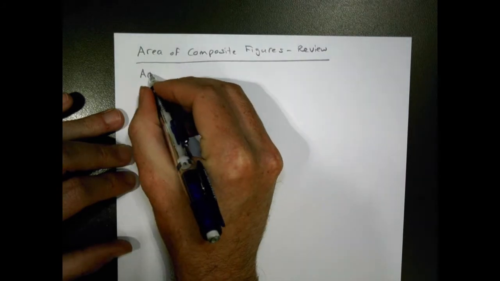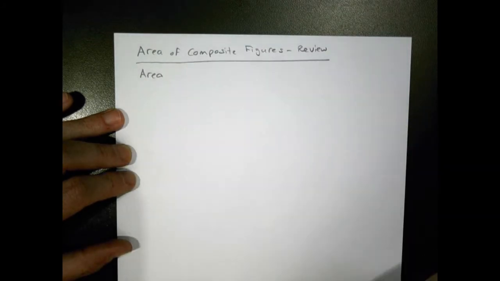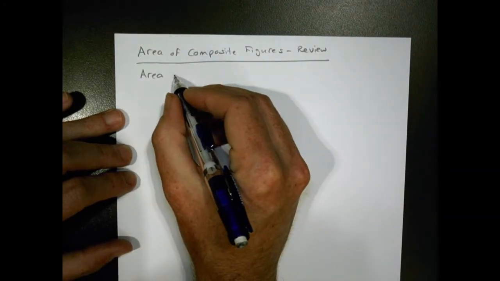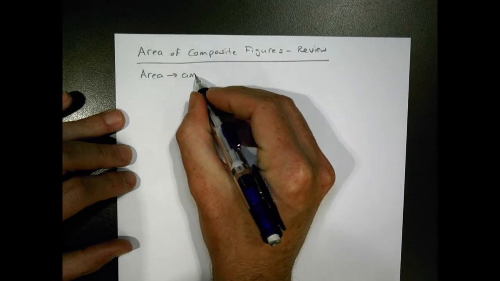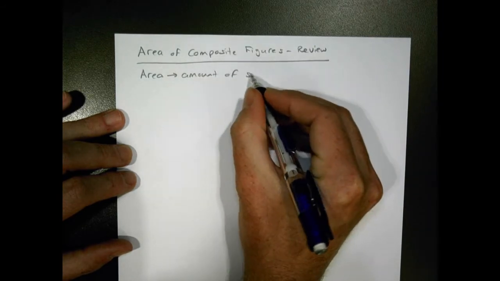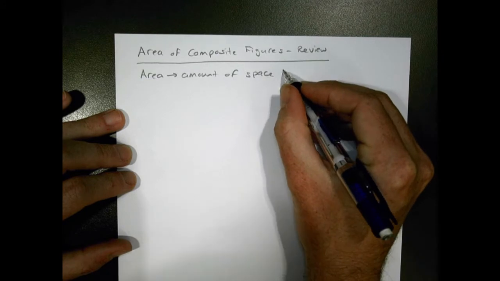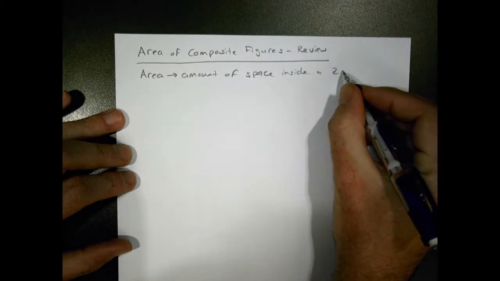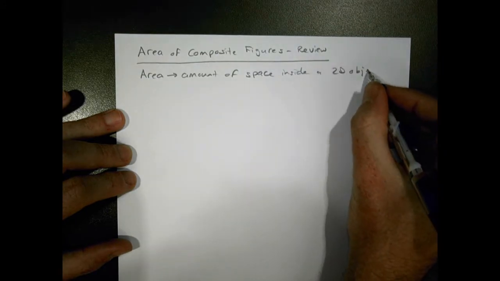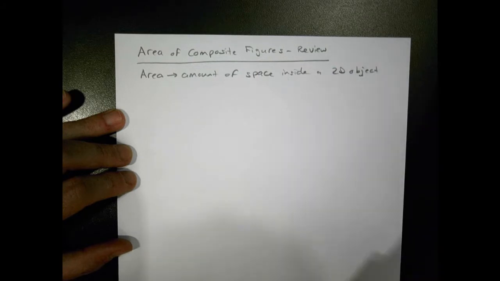just what does an area mean. When we're talking about area, what are we talking about? Remember, generally we're talking about the amount of space inside a two-dimensional object. Okay, so how much space is inside of there.